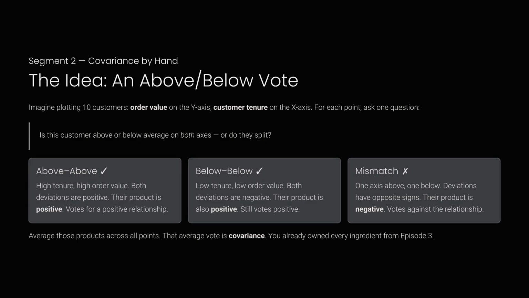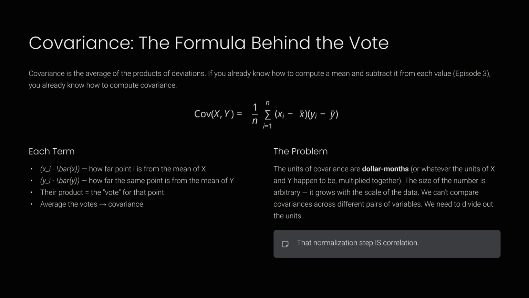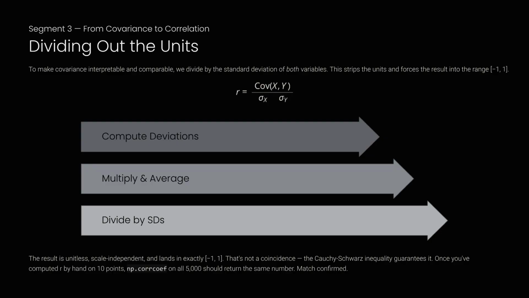To understand covariance, imagine plotting customers based on tenure and order value. We look at whether they are above or below average on both axes to determine the relationship. The formula for covariance calculates the average of these products. However, covariance is limited by the units of the data, which makes comparison difficult. We normalize covariance by dividing it by the standard deviations of both variables. This process results in the correlation coefficient, which is unitless and ranges from -1 to 1.